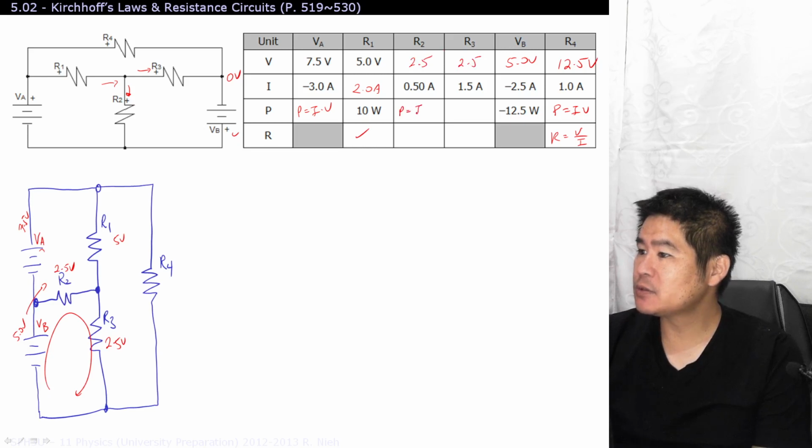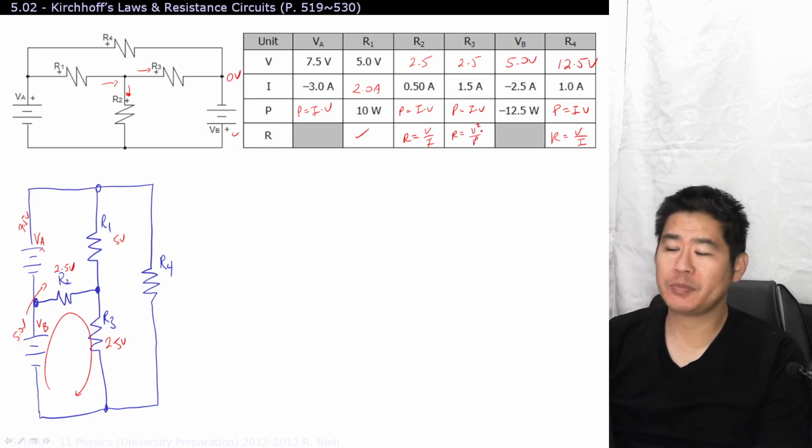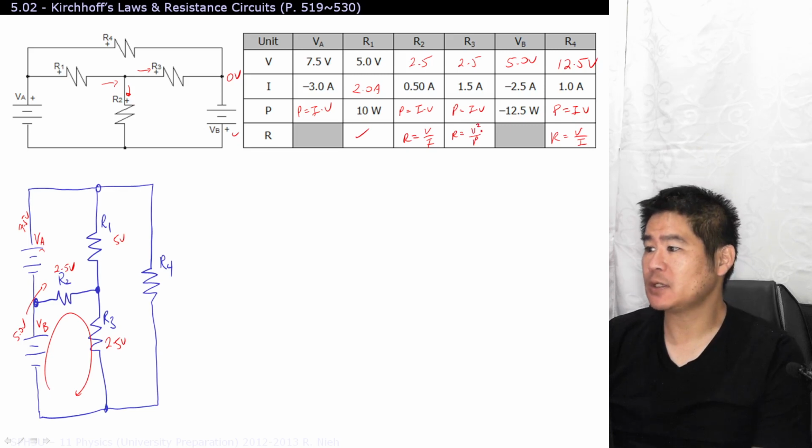Well, P is equal to I times V, and R will be equal to whatever formula you want to use. For example, V divided by I, or R is equal to P over I squared, or V squared divided by P. All right, so there's many different ways of answering that last one there.